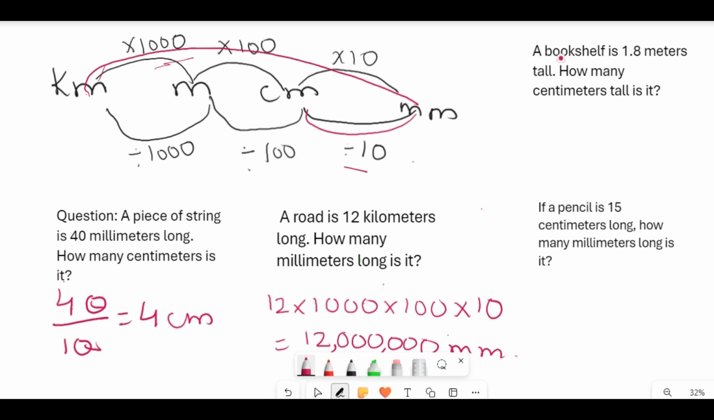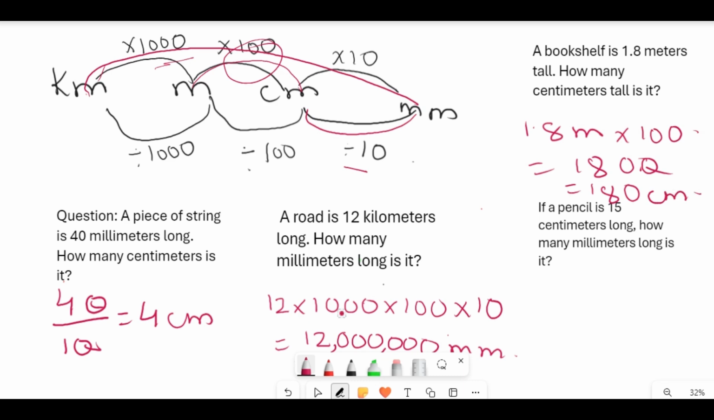millimeters. Next one. A bookshelf is 1.8 meters tall. How many centimeters tall is it? So a bookshelf is 1.8 meters. You need to convert meter to centimeter. For that you have to multiply it by 100. Multiplying 18 by 100, the answer is 1800. But since there is a decimal after one number, we'll put the decimal after one number. The 0 will be cancelled, and now it is 180 centimeters.